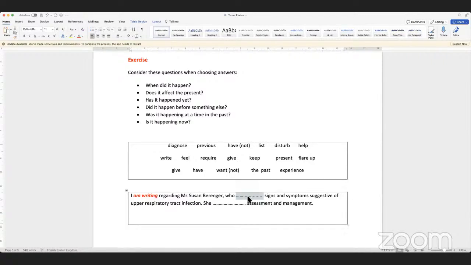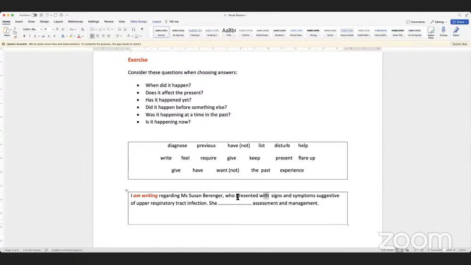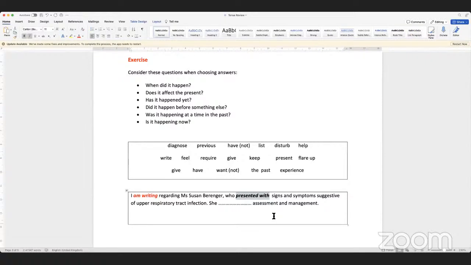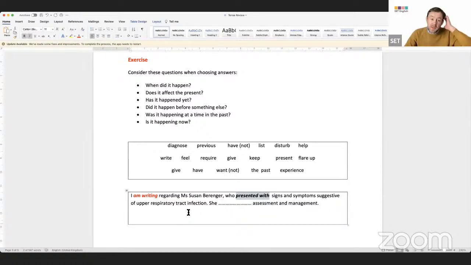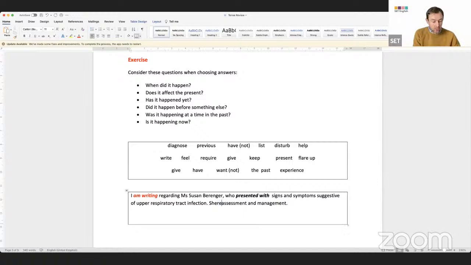Susan's who presented maybe. Now there is a preposition that comes with that. Presented with. Yep. Okay. Keep going. Signs and symptoms suggestive of I don't know how to say this word. Yeah, it's okay. Upper respiratory tract infection. Yep. She requires. Yeah, I love it. Brilliant. Great work.